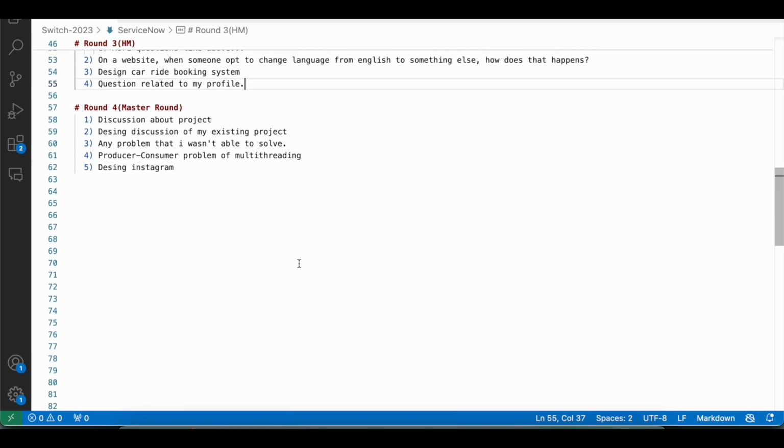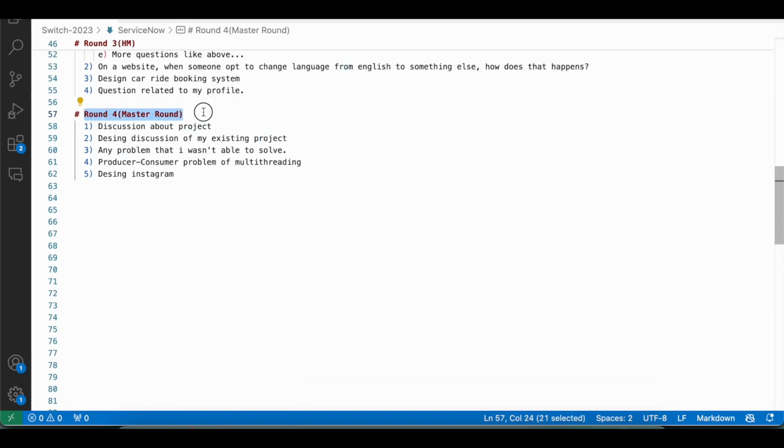And finally, we had round four, which was the master round, and here I was discussing my project: what my current project was about, and a design discussion on my existing project where I had to explain all the systems that I'm working on, how many services there are, and how they interact with each other. Then the third question was more behavioral: any problem that I was not able to solve and how I went about solving it, what all the steps were, more like the journey of solving that problem.